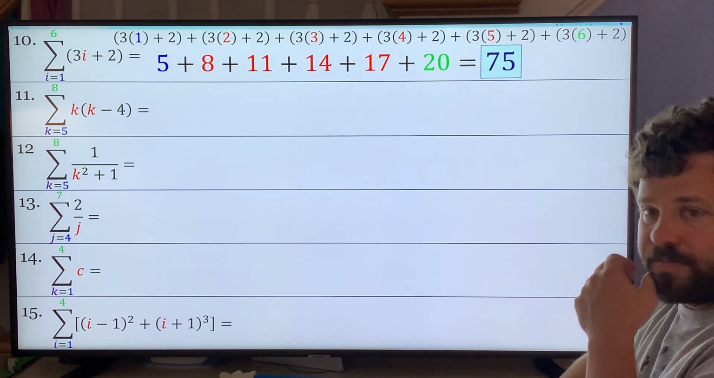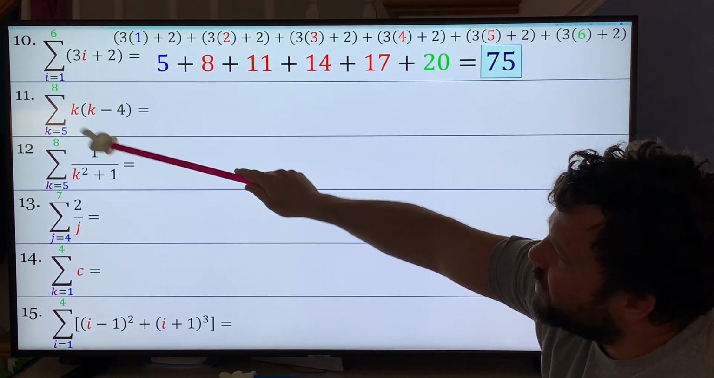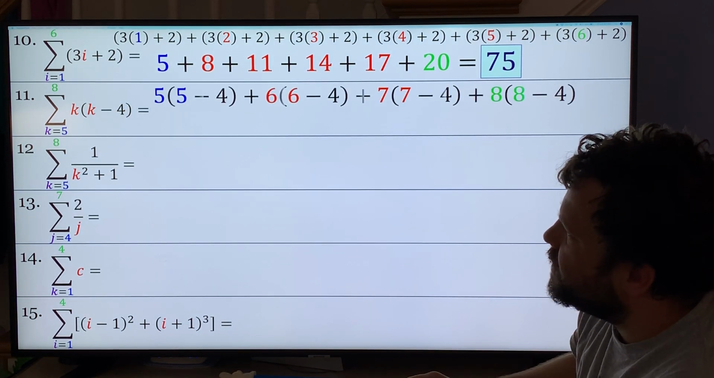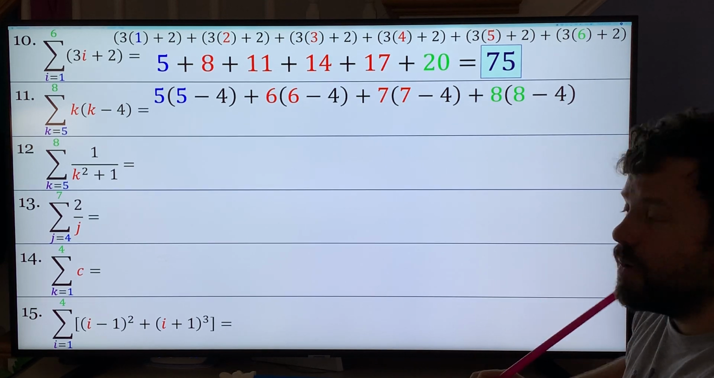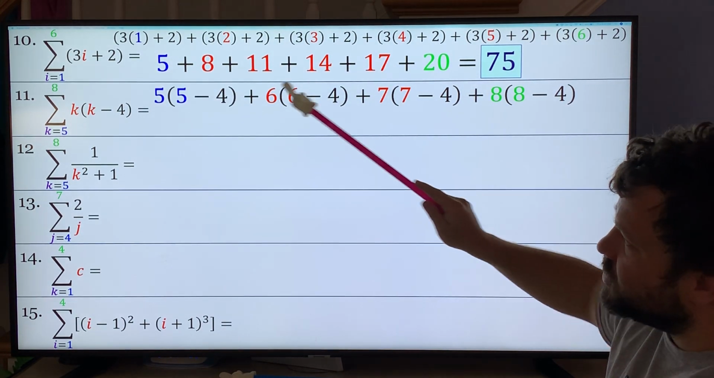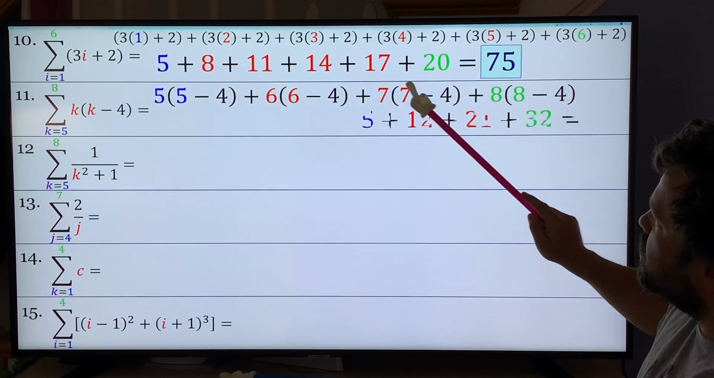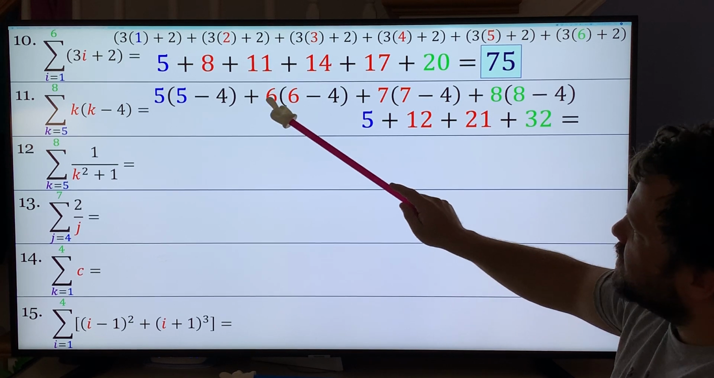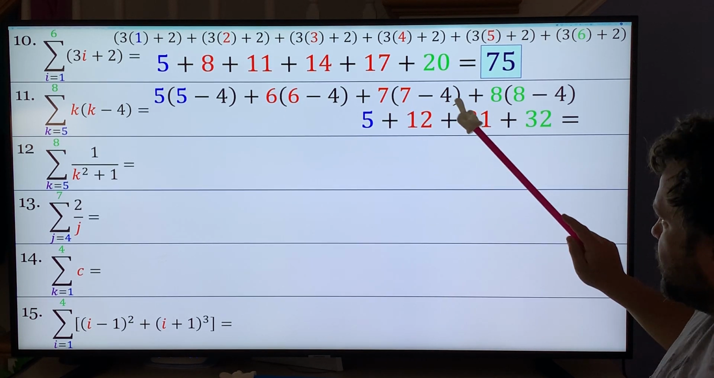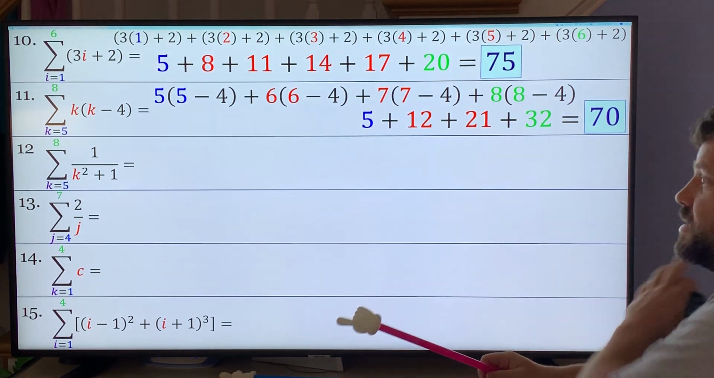All right, 11. This is kind of a double, but good thing we start at 5. So it's 5 times 5 minus 4, 6 times 6 minus 4, 7 times 7 minus 4. And now remember your rules: parentheses first, right? This becomes a 1, a 2, 3, and a 4. So 5 times 1 is 5, 6 times 2 is 12, 7 times 3 is 21, and 8 times 4 is 32. Add them together to get 70.